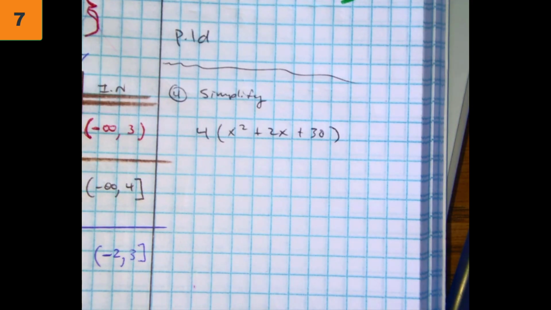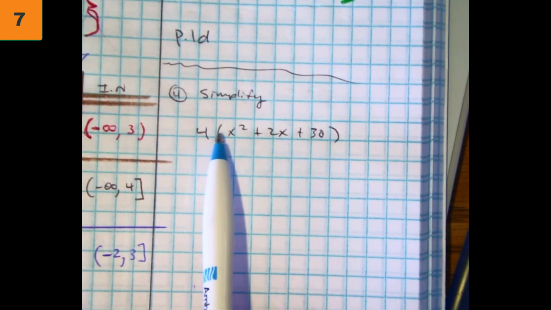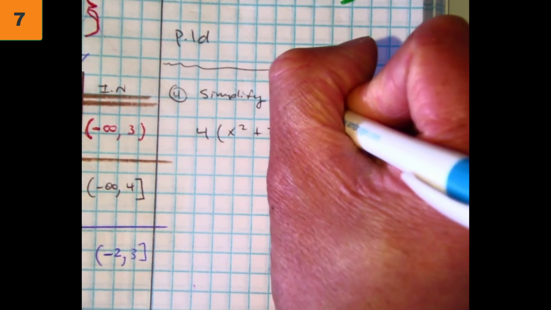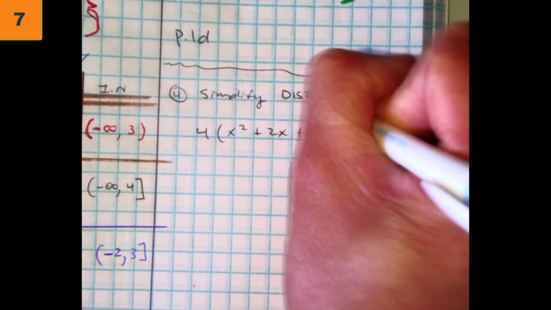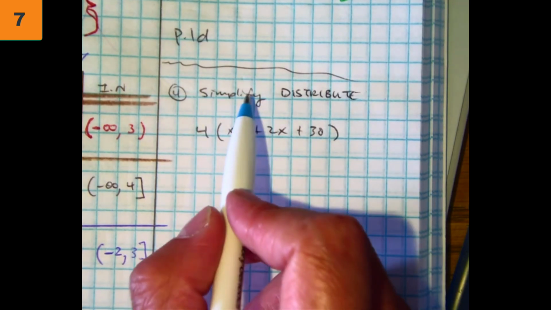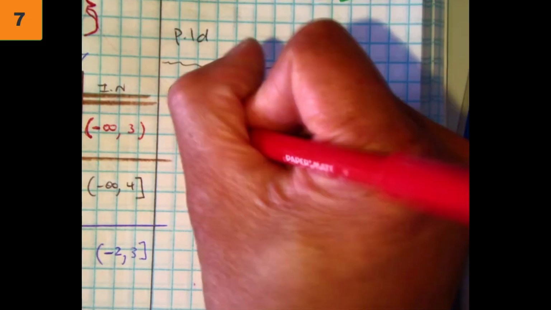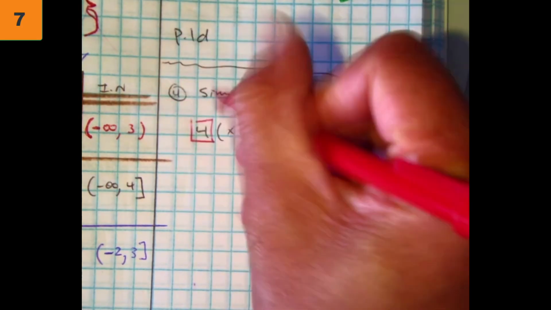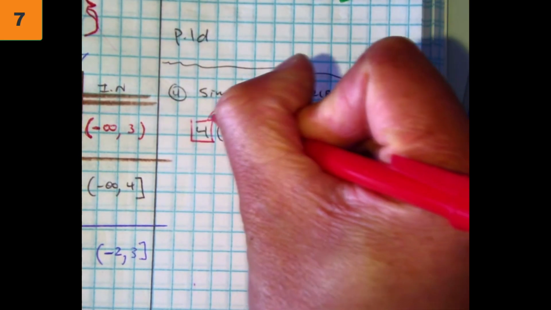This problem says to simplify. What math operation is between 4 and the parentheses? Multiplication. So you would like for me to write on your quizzes or tests the word distribute, but I will probably just tell you simplify. Pay attention when it's needed. To multiply, I'm going to distribute the 4 to each one of the kids.